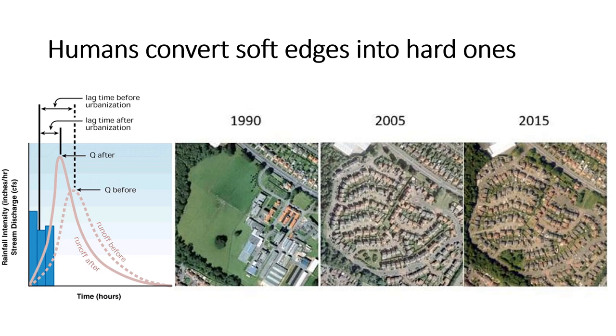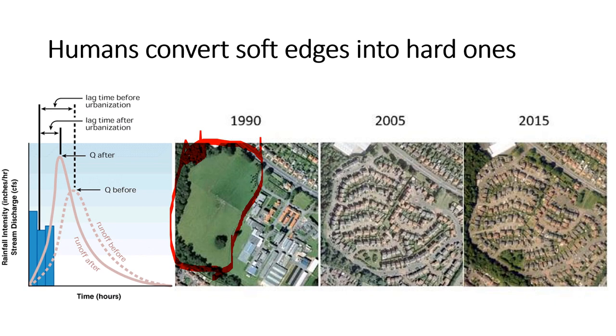Here's a good example of one of the things that humans can do. Humans often convert what we call soft edges into hard edges or hard surfaces. Here's a great example. So here in 1990, this is the same place, take a picture at different times. There's a big field. That's what we call a soft edge. Now, a big field can absorb water, but it can't absorb water nearly as well as this forest over here. And so at one point there was forest there, although it's been removed.